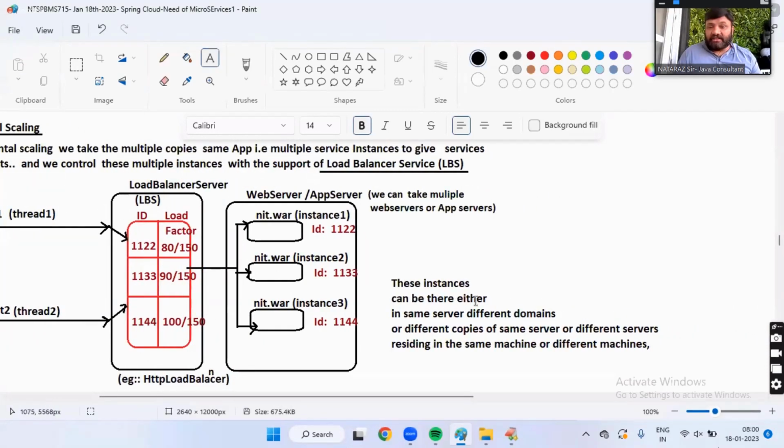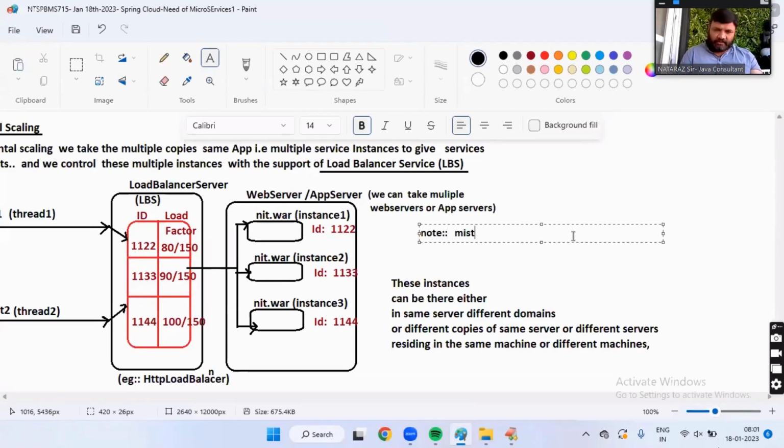These instances can be in the same server, different domains, different copies of the same server, or different servers residing on the same machine or different machines. Only for representation, I have taken a single server, to make the diagram look neat and clean. But most of the time they will be different copies of the same server residing in different machines. Yes or no?